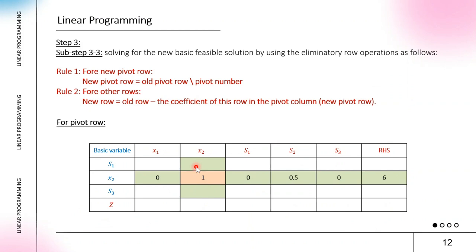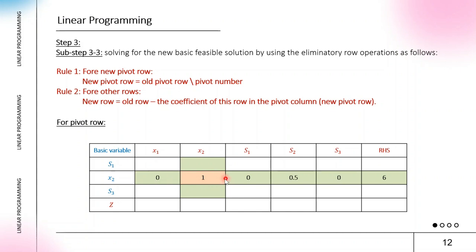The last substep of step 3, performing the pivot operation. In this substep, we pivot to obtain a new basic feasible solution. We have two different rules in this substep. Rule 1 for pivot row: to make x2 a basic variable with a coefficient of 1, we divide the entire pivot row by the pivot element, or by 2, to convert it into a unit row.